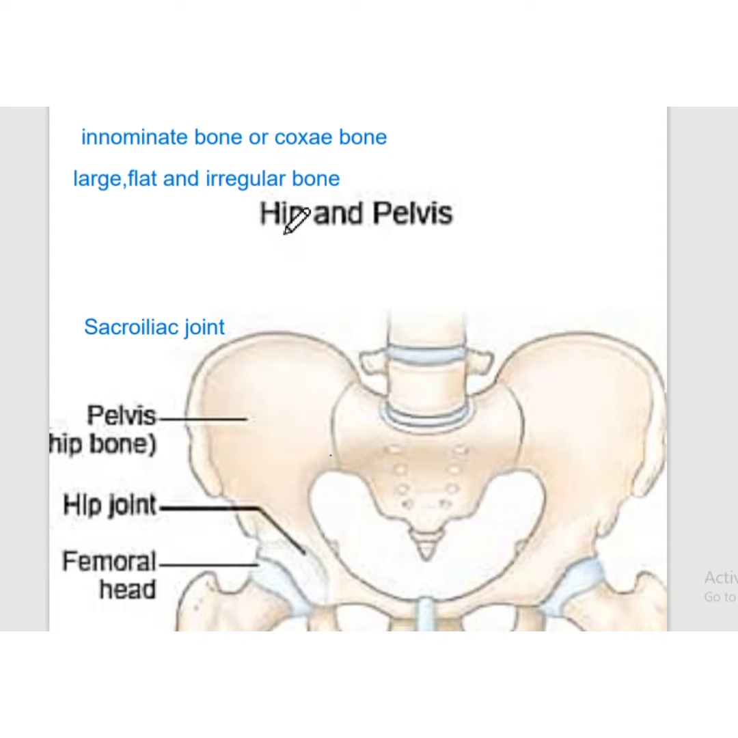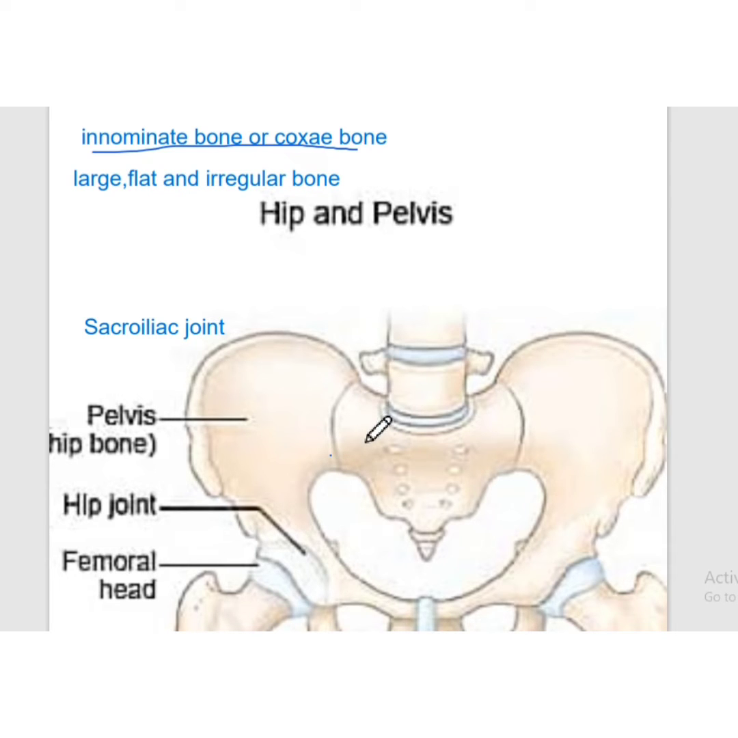Hi everyone, in this video I will explain the hip bone, its side determination, its anatomical position and its important features. The hip bone is also called the innominate bone or coxal bone. It is a large, flat and irregular bone.